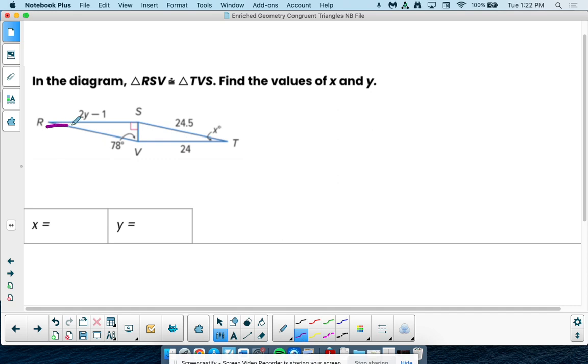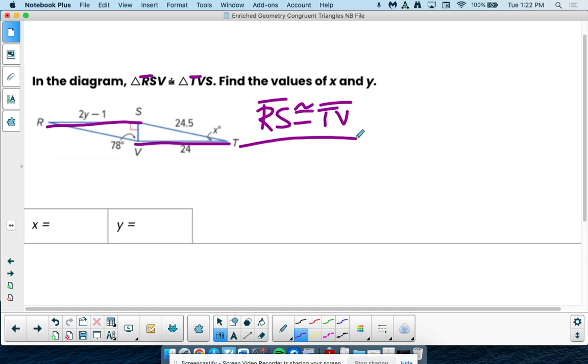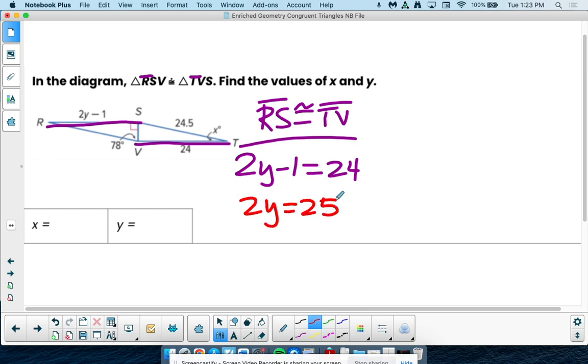Okay, so if we look here, RS, what is RS congruent to? TV. TV, right? The first 2 letters in both? So now I can write my equation pretty easily, right? So let's see here, 2y minus 1 equals 24. Another decimal, that's okay though. What'd you guys get? 12.5. Yep, 12.5. Perfect.